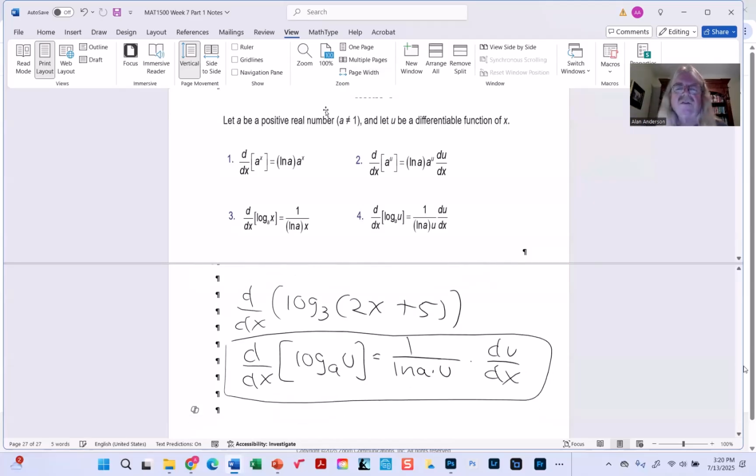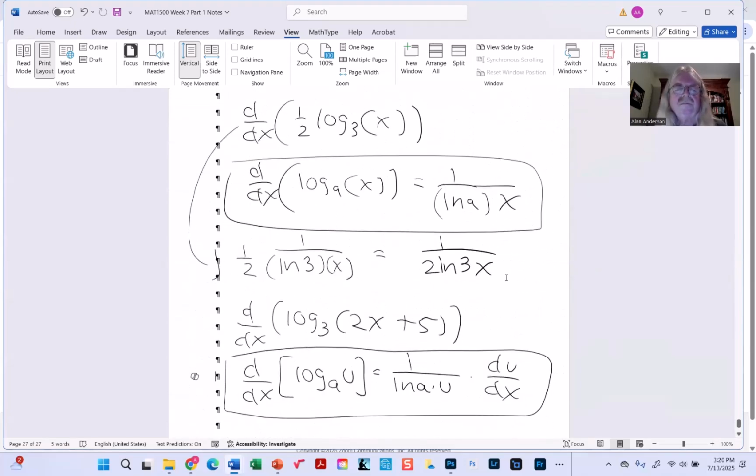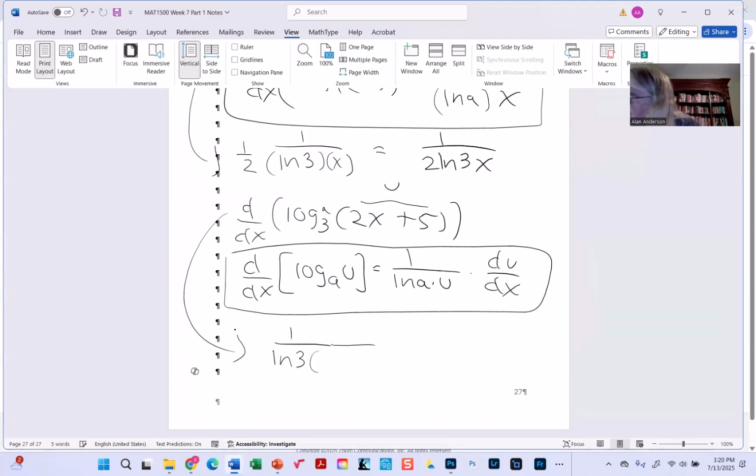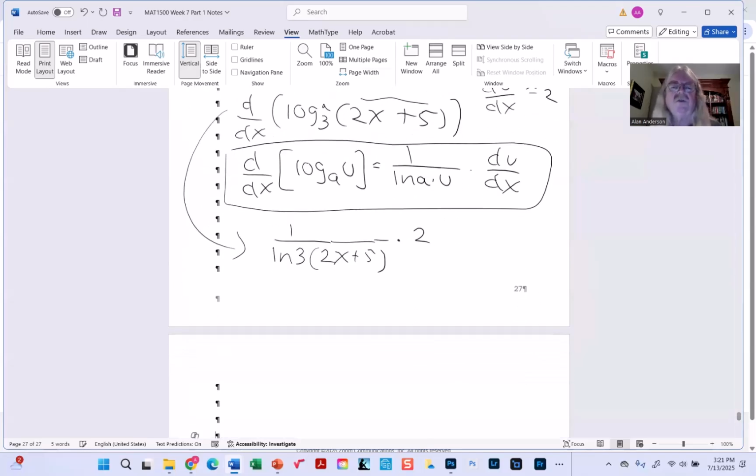All right, so let's see what that does for this one. So that means this is our u, this is a. So we've got 1 over natural log 3 times u, which is 2x plus 5. Now du dx would just be 2. Or, of course, we could simply rewrite it, move the 2 to the numerator.